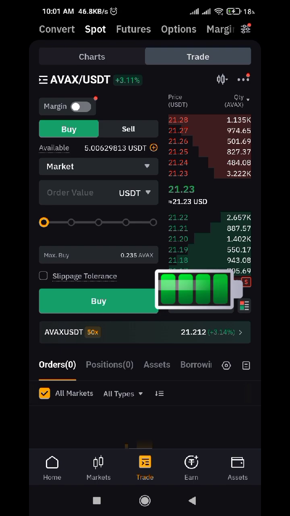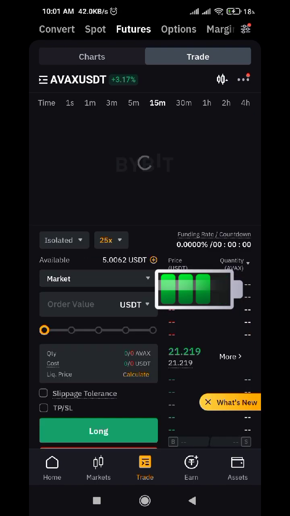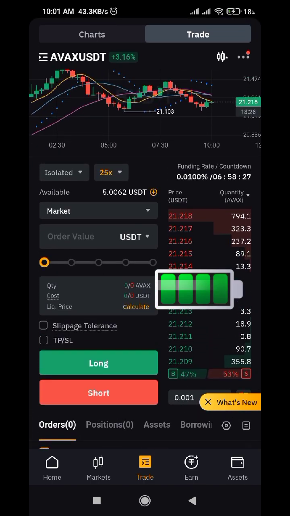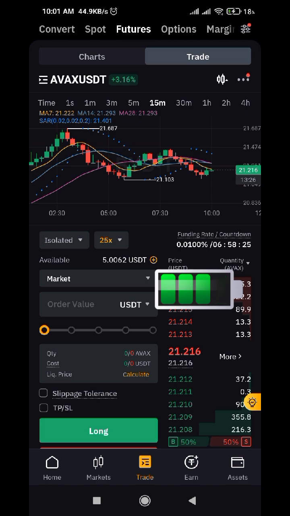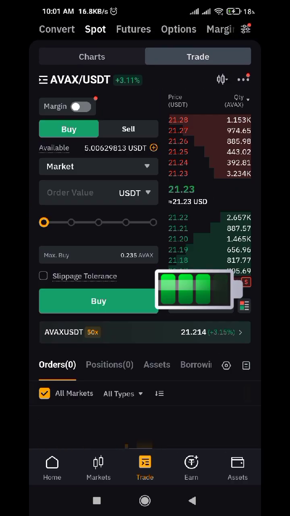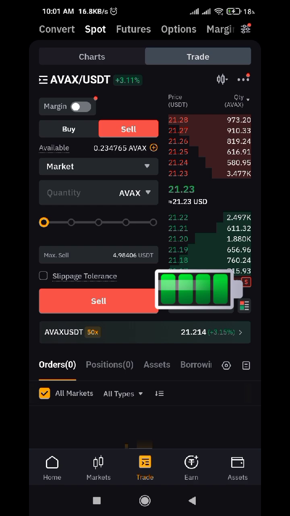Thank you very much. Now, this is our AVAX. Can you see our AVAX is already in trade? So if you want to sell your AVAX and you are not interested in holding the AVAX anymore, you just go back to spot. Then you go to sell. Immediately, you say max, and you sell off your AVAX. When you click on sell, that means you are no longer trading AVAX. But for now, I'm going to leave the AVAX because there's a potential for it to go a little higher.